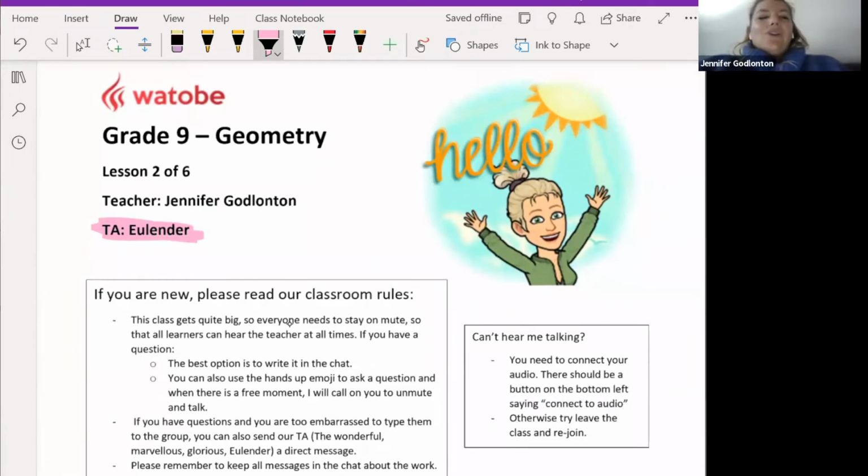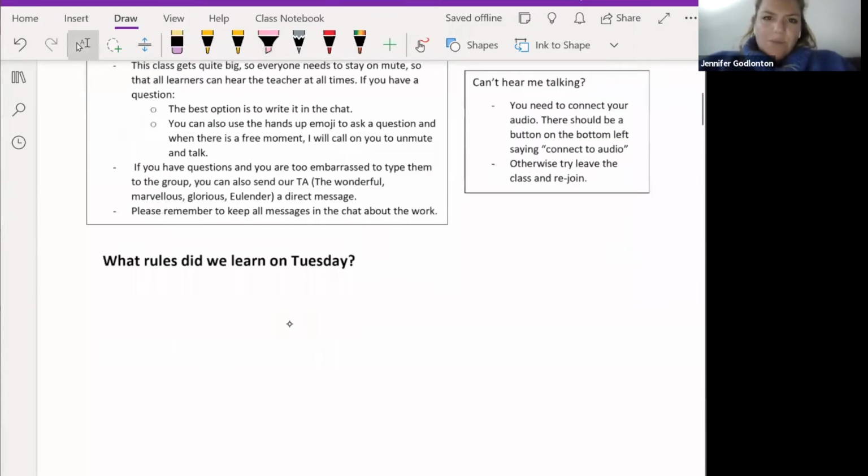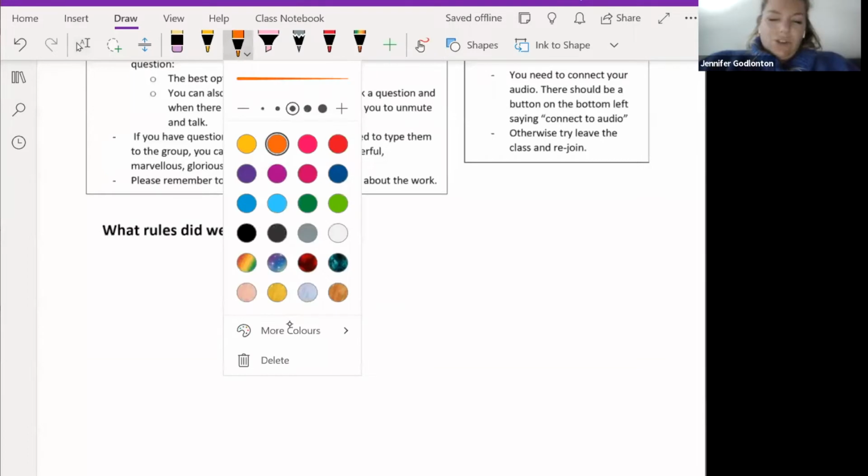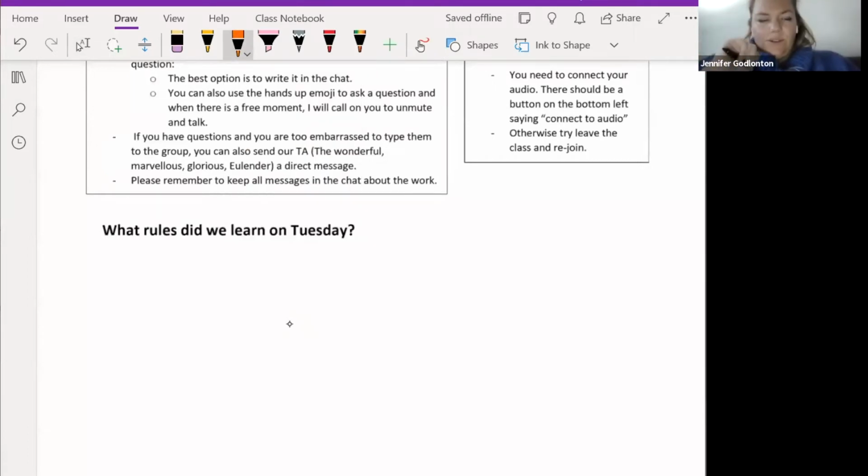Okay. So today we are going to carry on with our geometry that we started. And the first thing we are going to quickly talk about is what are the 2 rules that we learned on Tuesday? What are the 2 rules we learned on Tuesday?